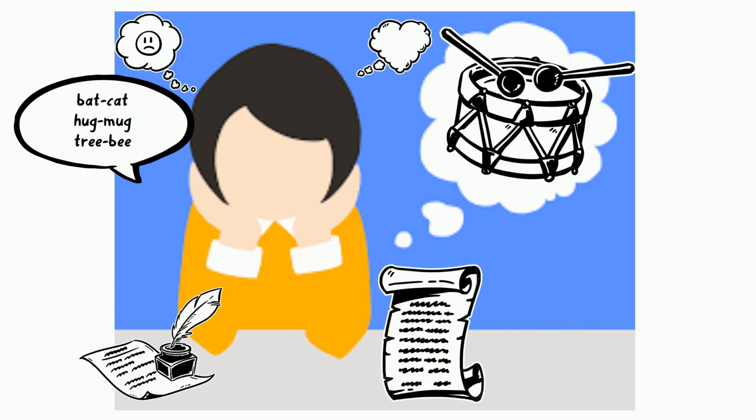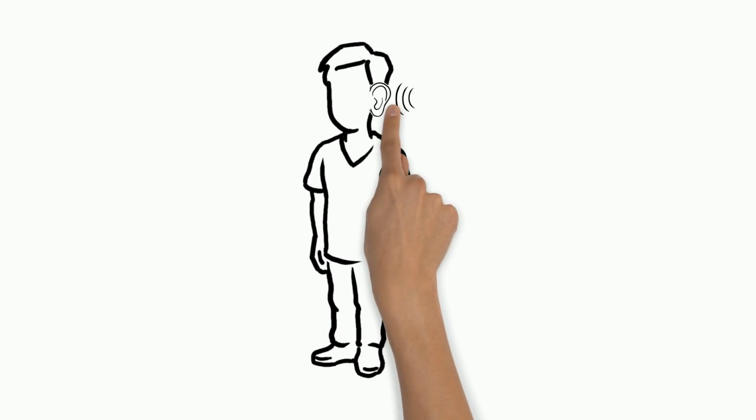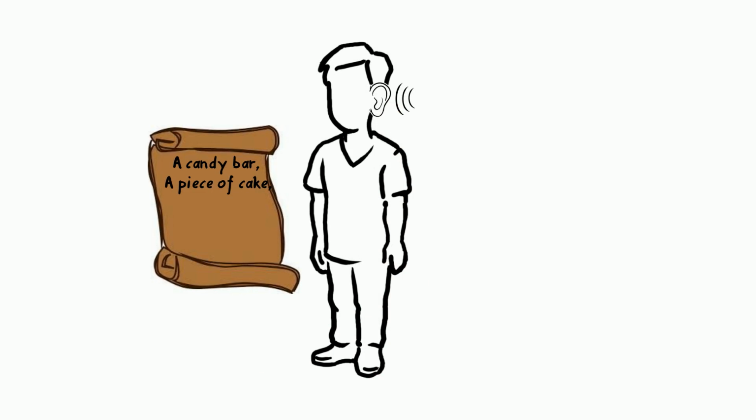Rhythm and rhyme are a part of many poems. Rhythm is the beat or sound pattern of a poem. Lots of poets use repetition and similar word sounds to create the beat or rhythm. Here's an example. A candy bar, a piece of cake, a lollipop, a chocolate shake.